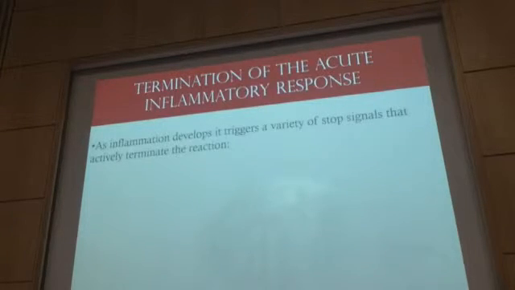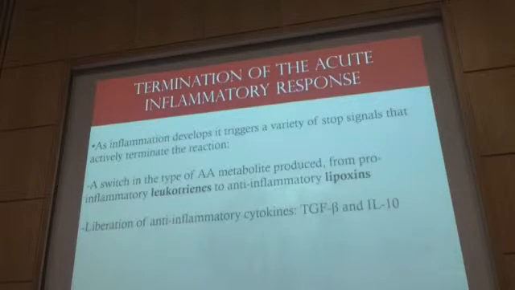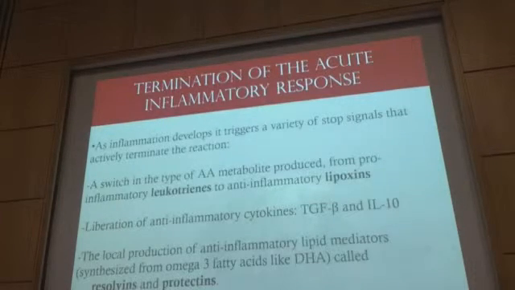And there's also a lot of active stop signals. For example, we talked about the arachidonic acid derivatives. Some of them are activators, such as leukotrienes, but some of them are inhibitors, such as lipoxins. So anti-inflammatory mediators start being produced, such as TGF-beta and IL-10, which are cytokines that are anti-inflammatory. Another set of molecules that are called resolvins and protectins are also mediators that actively terminate inflammation.